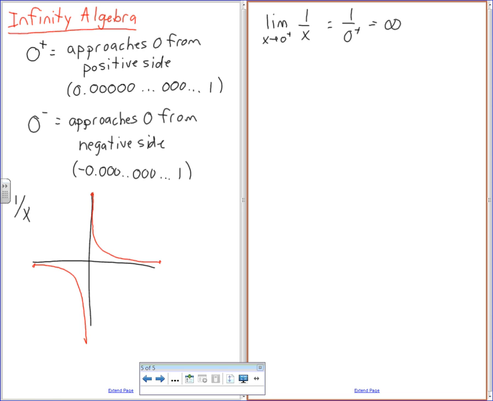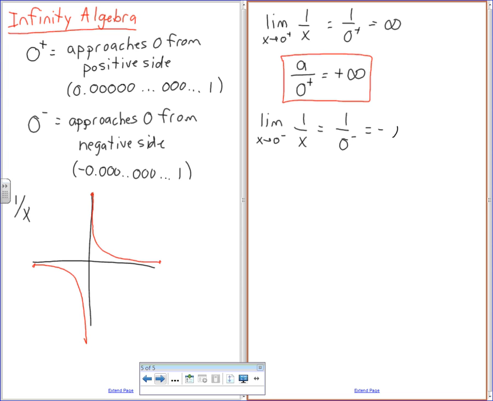Okay, and that brings us to our rule that any value over positive is going to be positive infinity. The same way on the right-hand side, if I go limit a little bit smaller than x, what's that going to equal way down here? Negative infinity, very good. I should probably change to say that a has to be greater than 0. And the same thing over here, a over 0 minus. Or a has to be less.